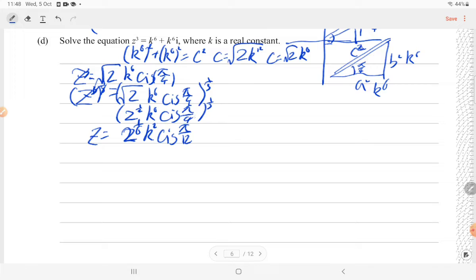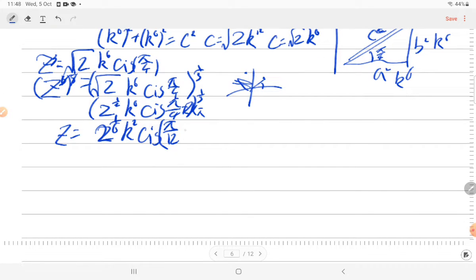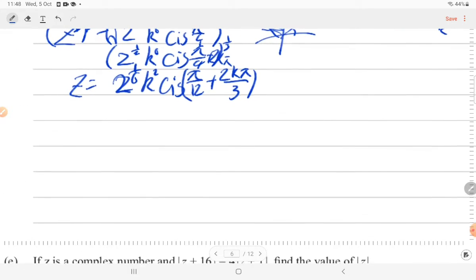Actually, no. But this is actually 2k pi, since we want to see, essentially, from every angle which is possible. So this is pi over 12 plus 2k pi all over 3. You just want to test out every possibility.